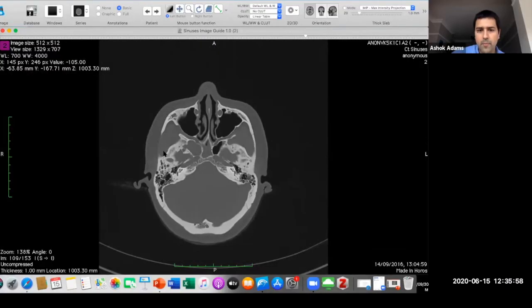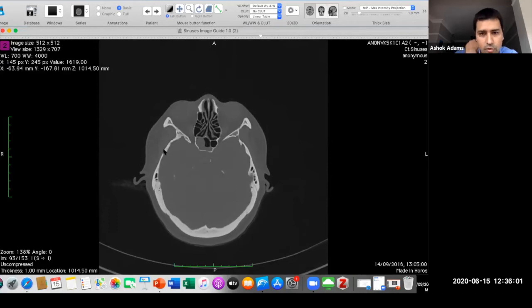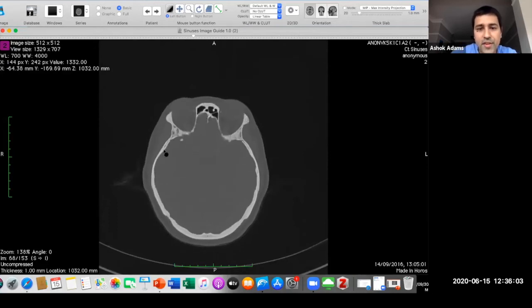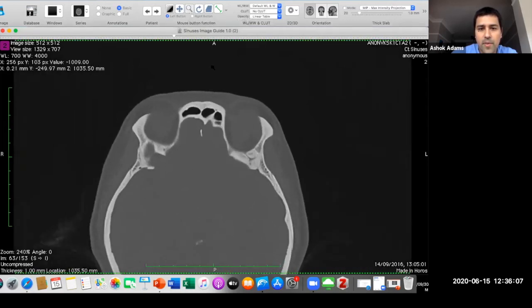Next case. So this patient had been seen with a very odd history of recurrent seizures. They'd seen a lot of neurologists over a period of quite a few years.